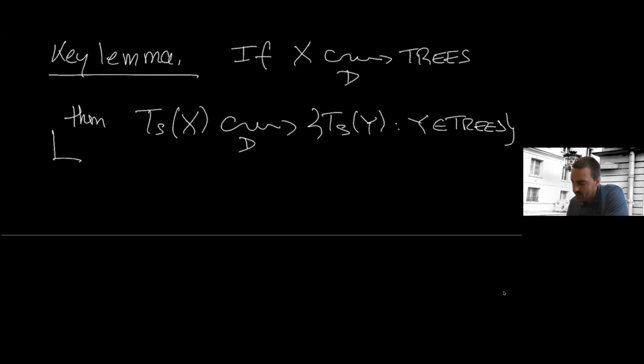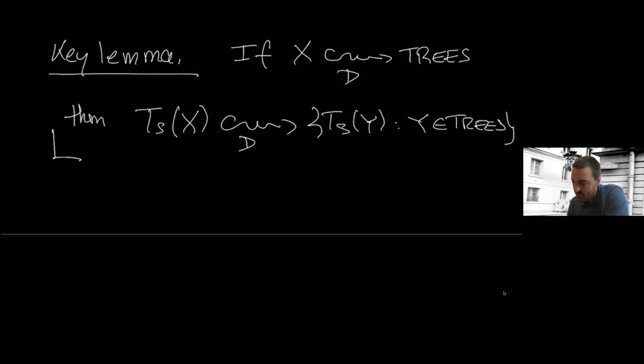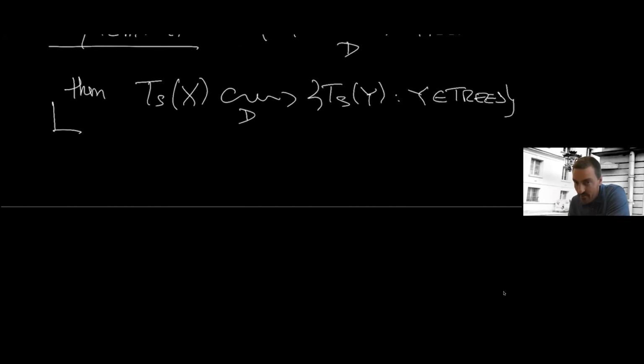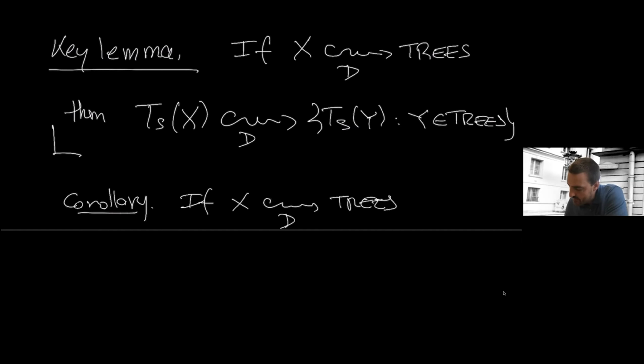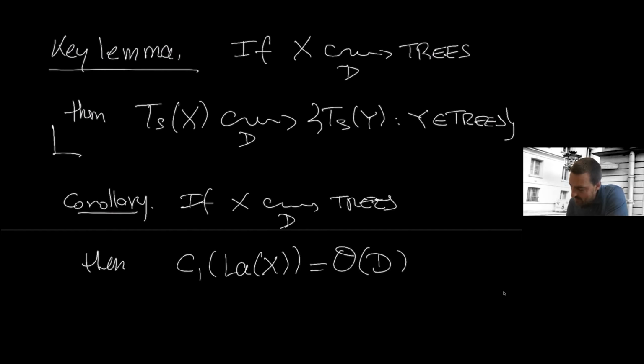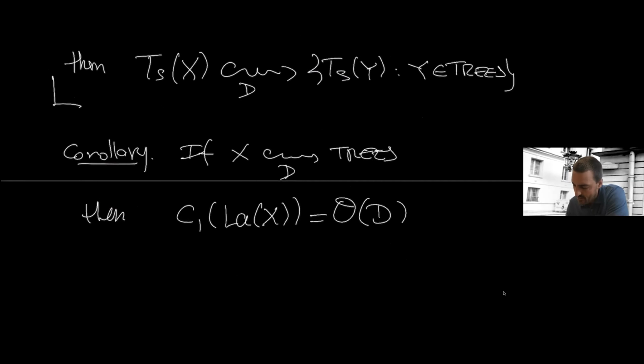So what do you get from this lemma? From this lemma, you get the following corollary: if X stochastically D-embeds into trees, then the L1 distortion of the Lamplighter metric over X is at most some constant times the stochastic distortion D.